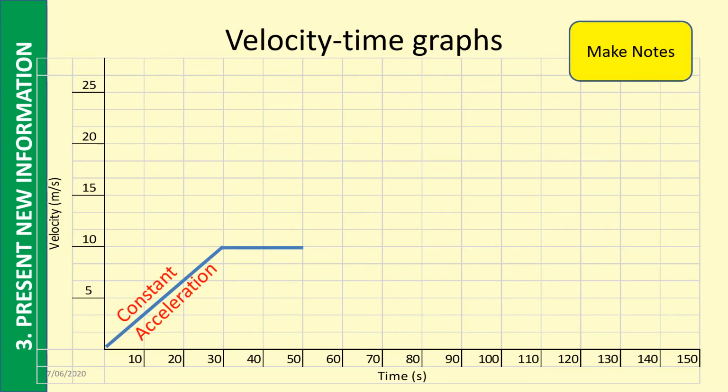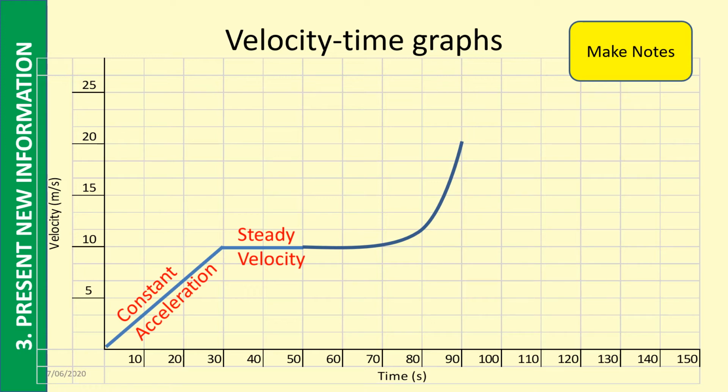Now, the second part of the journey is a horizontal section. Here you should look at the graph and you should be able to interpret it as follows. Time is increasing across this axis, but the velocity is no longer increasing. The velocity is constant at 10 meters per second. So now we know that this section of the graph shows a steady velocity.